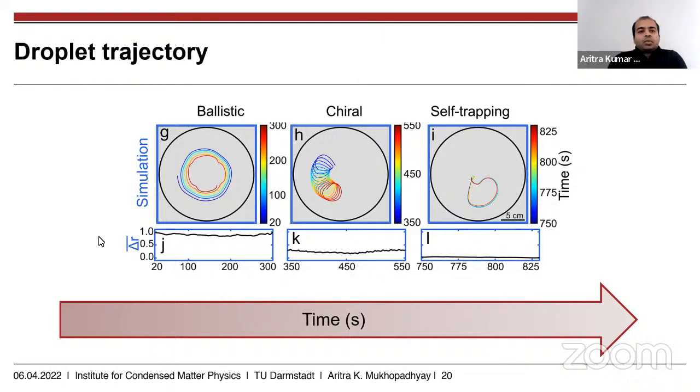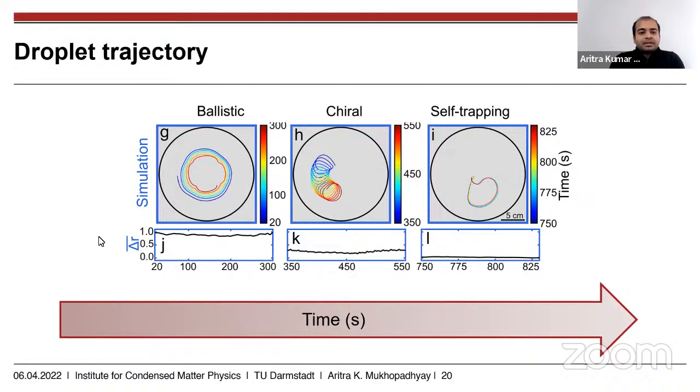Now the question is, why does the droplet go from the ballistic to the chiral regime? For the ballistic regime, it is intuitively easier to explain why the droplet moves along the rim of the Petri dish, because initially the rate of polymer emission is extremely high and the droplet velocity is also high. And because of the circular geometry of the Petri dish, it moves along the border and shows a circular motion along the border. But why does the motion suddenly go from ballistic to chiral? This is the question we ask.